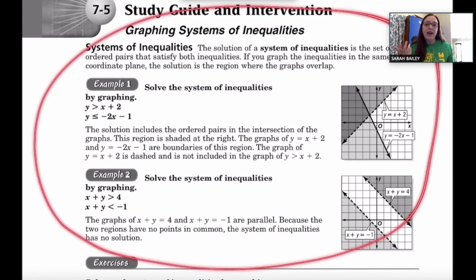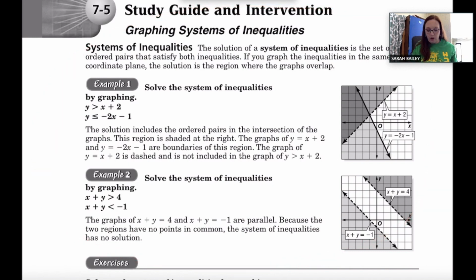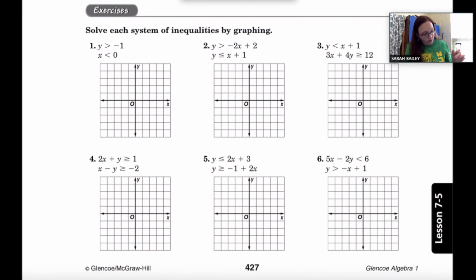So go ahead though and pause the video and read through examples 1 and 2. Great. Let's do some problems together. All right, so you have 6 problems and it just says solve each system of inequalities by graphing. So I'm just going to skip around and do some of the ones that might be a little bit more challenging first. So let's just skip to number 4.